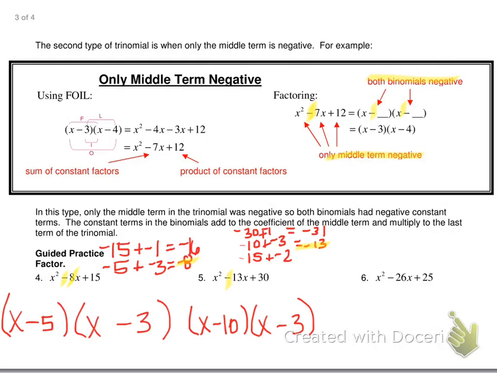Number 6. Looking at this one, again, my middle term is negative, so both of the constants inside my parentheses are going to be negative. And I can already tell looking at this that it's going to be 25 and 26, or 25 and 1, so it's going to be a negative 25 and a negative 1.